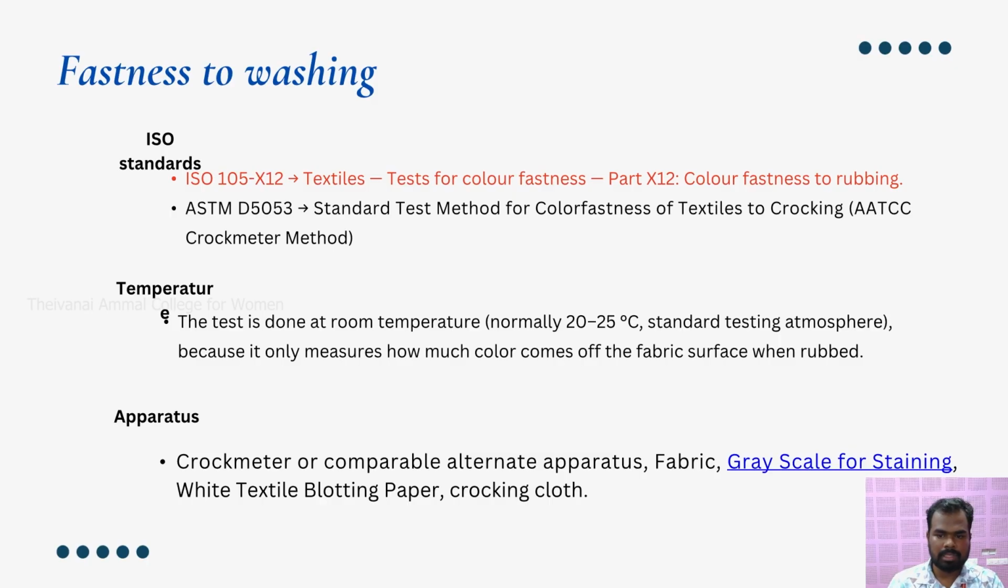Next, the temperature is room temperature only. 20 to 25 degrees Celsius is enough, because it only measures how the color comes off through rubbing and does not depend upon the temperature. The apparatus are the crock meter and the grayscale for staining, as well as white blotting paper to remove the excess moisture, as well as the crocking cloth.